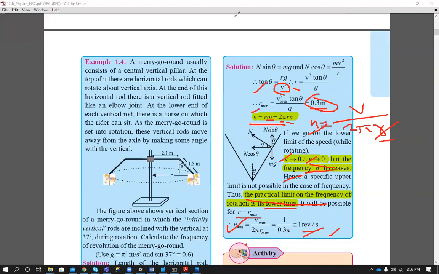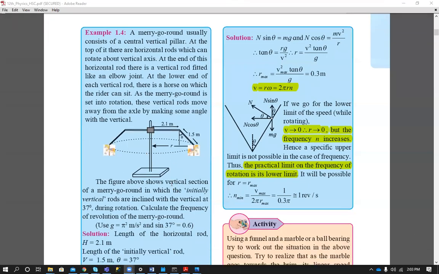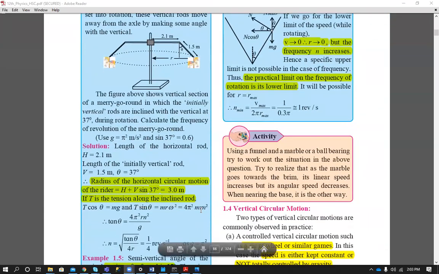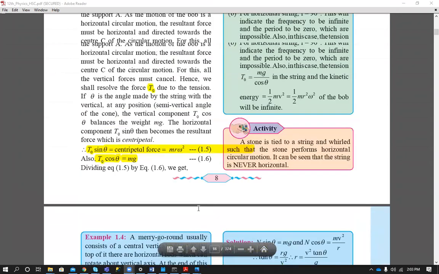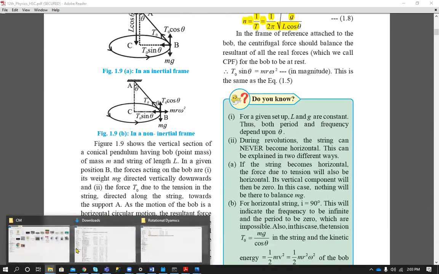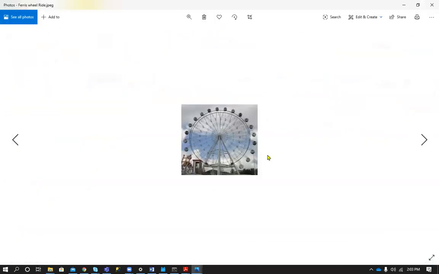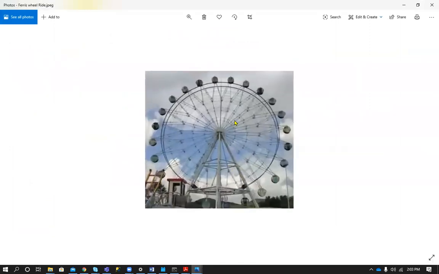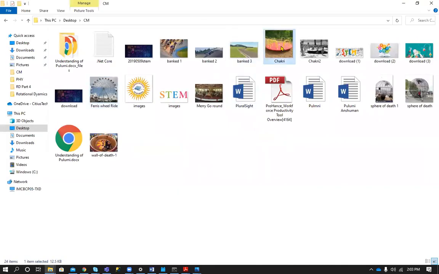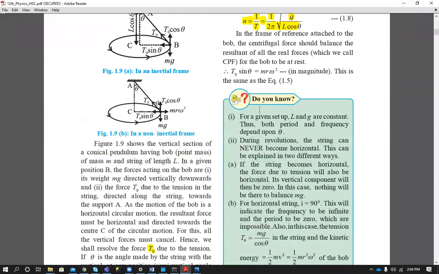In this way we have discussed the conical pendulum along with these two solved problems. In the next lecture, we will see vertical circular motion. Let me show you an example of vertical circular motion: you have seen this in a mela, the giant wheel. This is an example of vertical circular motion, while the banked curve road is horizontal circular motion or a conical pendulum.